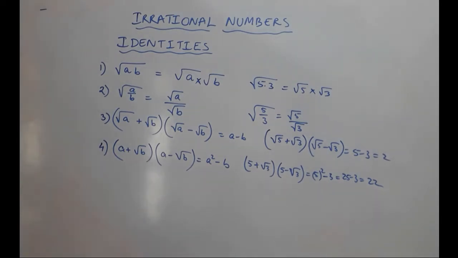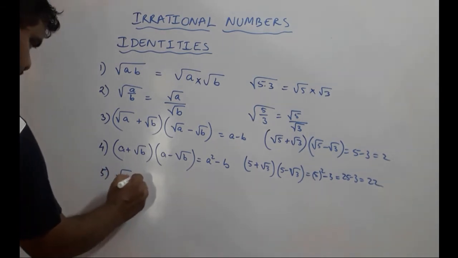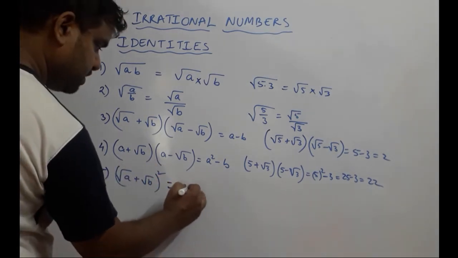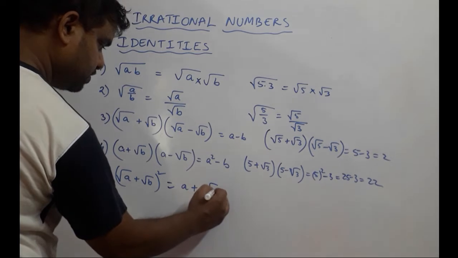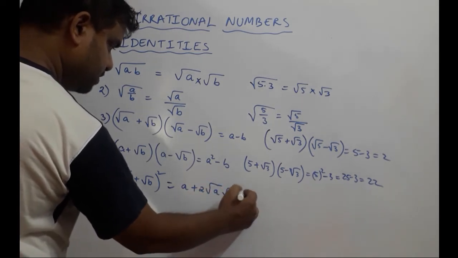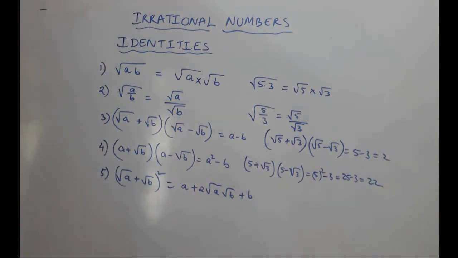Then our last identity is square root of A plus square root of B the whole square. In this case it will become A plus 2 root A into root B plus B. That is the final identity.